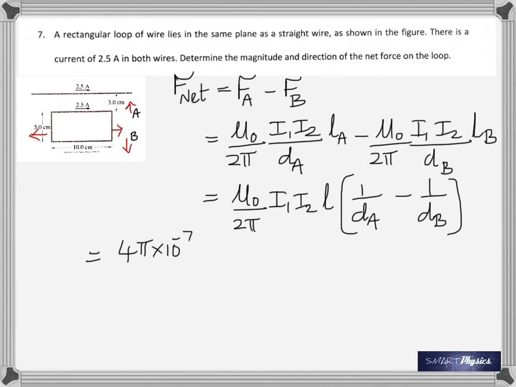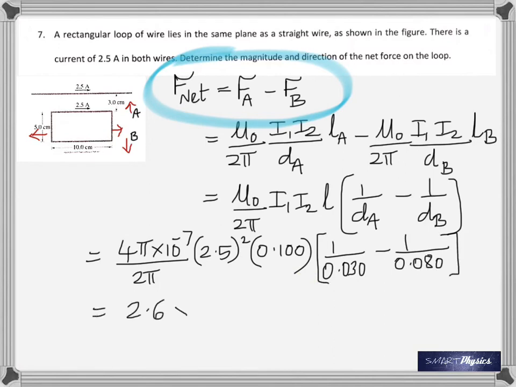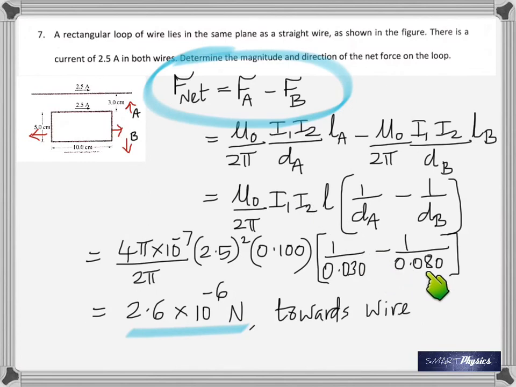You can do this differently by individually calculating the forces and then taking the difference. I've tried to do it in one step. The length is in meters, 10 centimeters in meters, and all the distances are in meters too. Remember that the first one is 3 centimeters below, the second is 8 centimeters below. 3 centimeters and 8 centimeters in meters now. And then you get 2.6 times 10 to the negative 6 newtons towards the conductor.